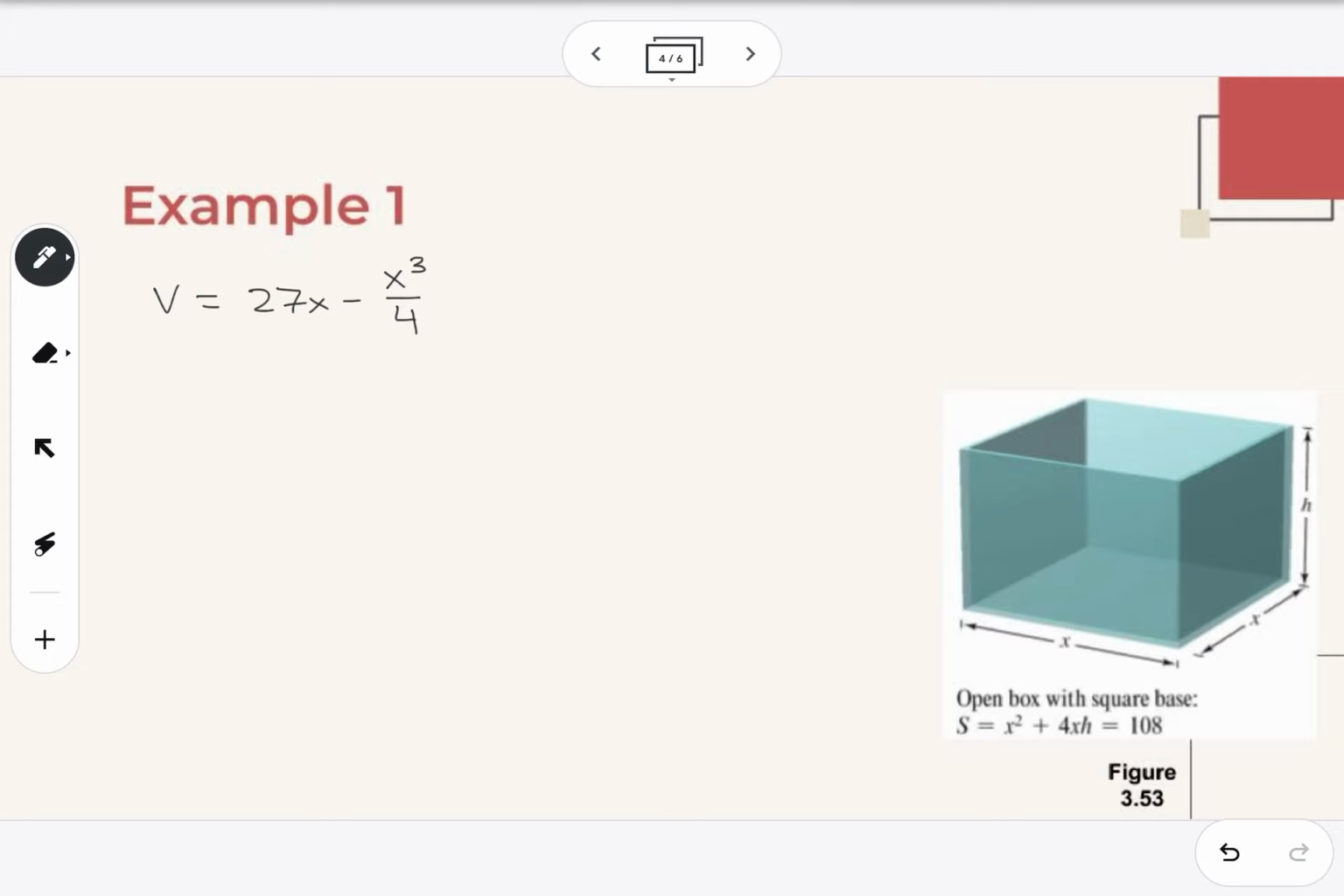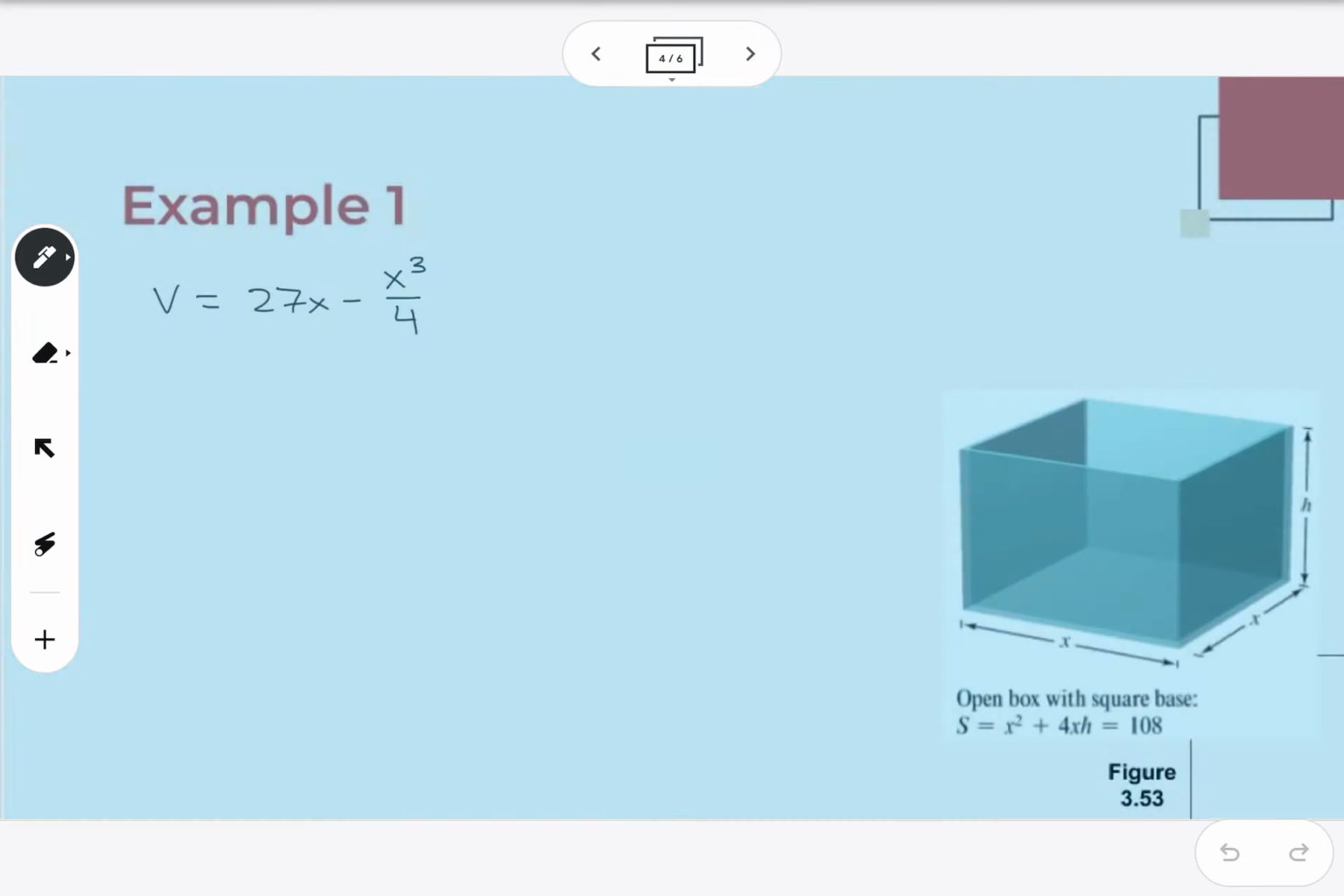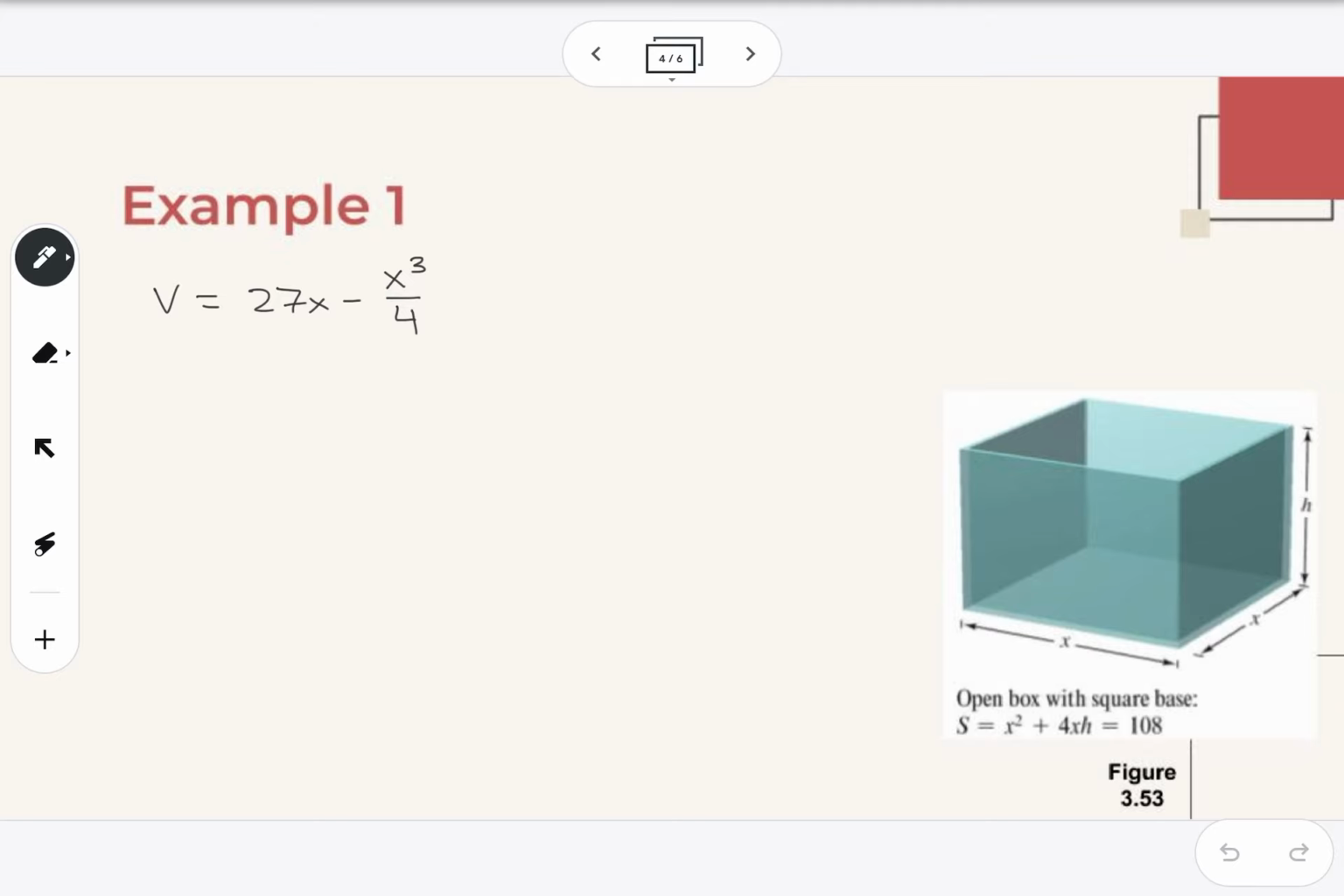At this point, I want to try to figure out what x values, right? Because that's what they're asking us for. I'm gonna go back a second. They're asking us what dimensions will produce a box with maximum volume. So we want to figure out what x values are going to yield a maximum volume. Before we do that, let's figure out a feasible domain. It does not have to be a perfect domain here, but what we're doing is we're just saying, hey, what would kind of make sense for our x values here?